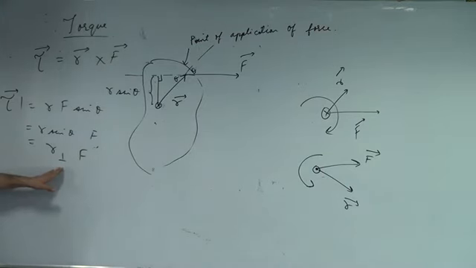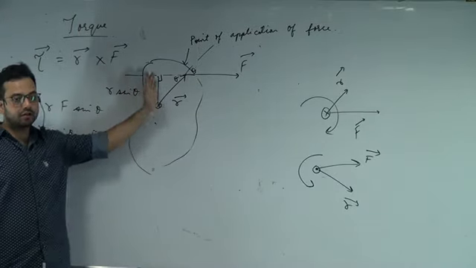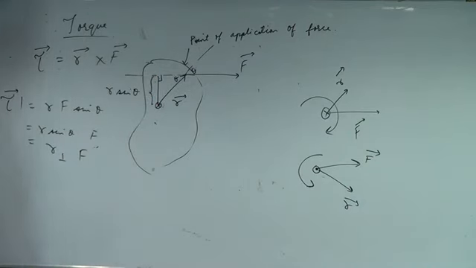Perpendicular? Because this is perpendicular. I'm dropping a perpendicular from this point onto that line. That is why I'm calling it R perpendicular. Is that clear? Okay.